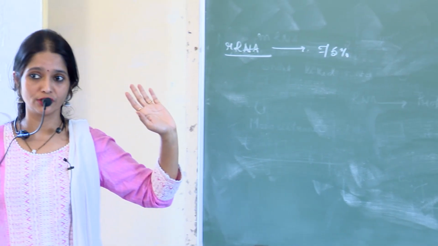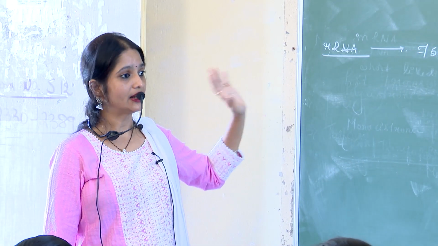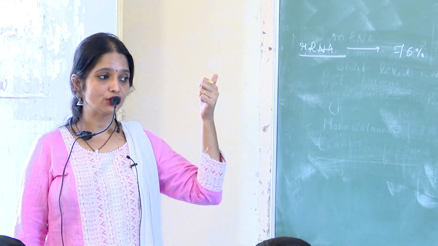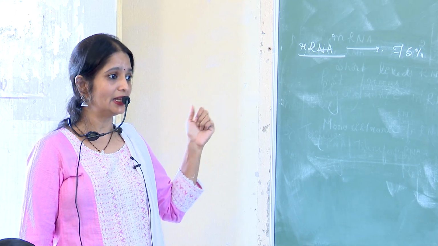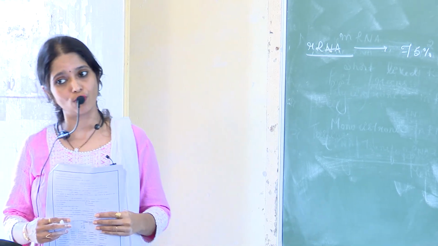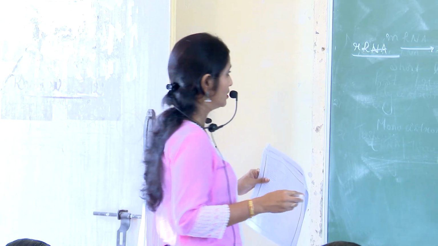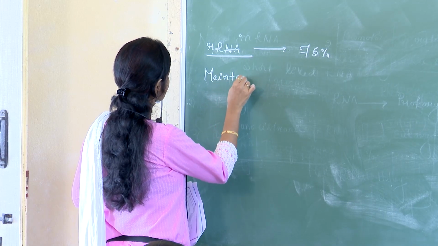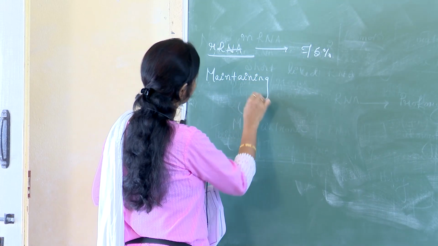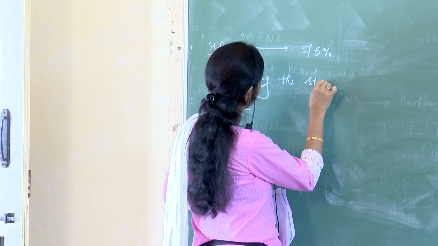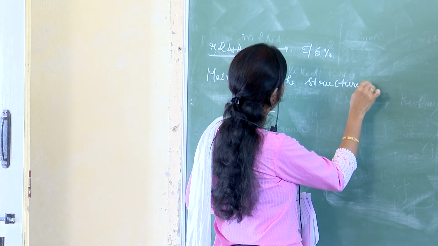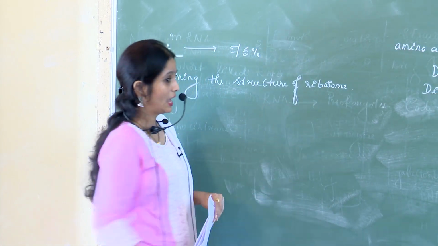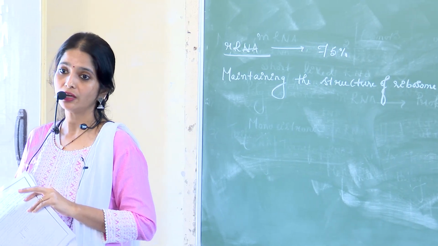Now what is the function? We are not studying the structure of rRNA. Directly we are going to study the function of rRNA. One function is it helps in maintaining the structure of ribosome. rRNA, ribosomal RNA, helps in maintaining the structure of ribosome. And this question is frequently asked.